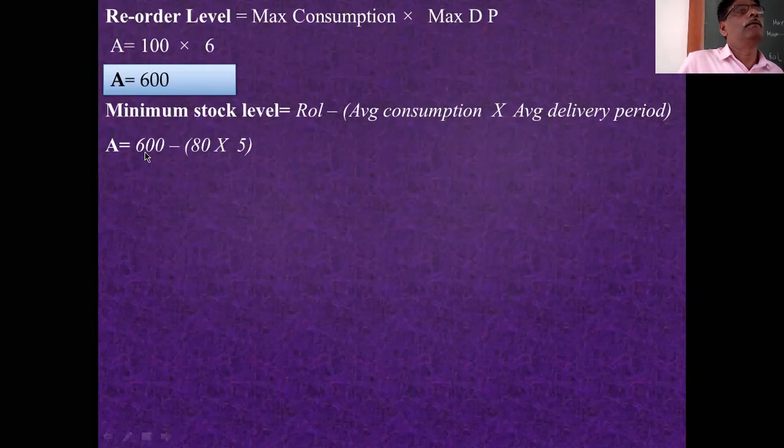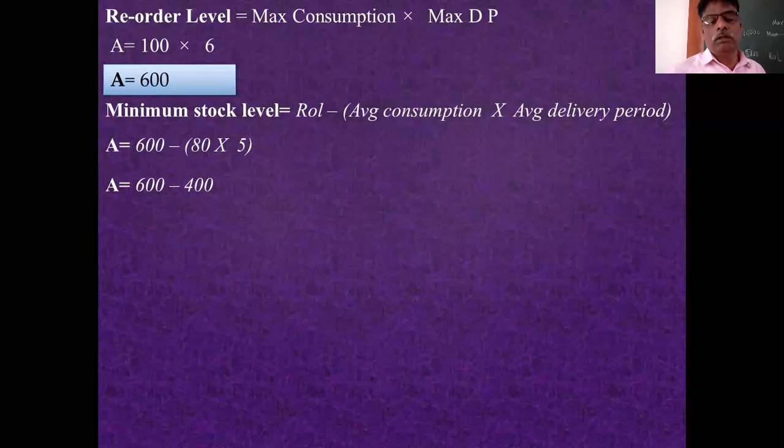ROL is 600 for A. Average consumption is 80. Average delivery period for A is 5. Then the answer is 600 minus 400. So the minimum stock level for A is 200.